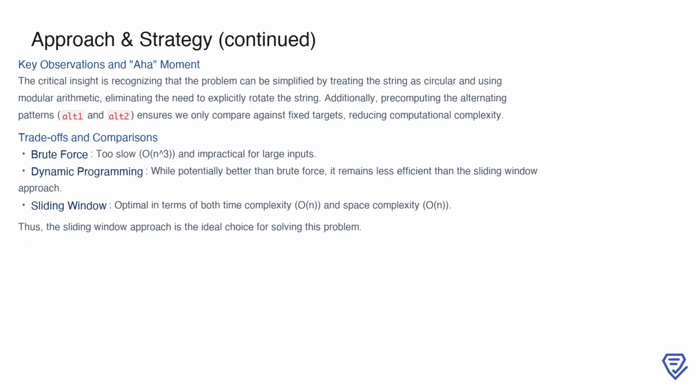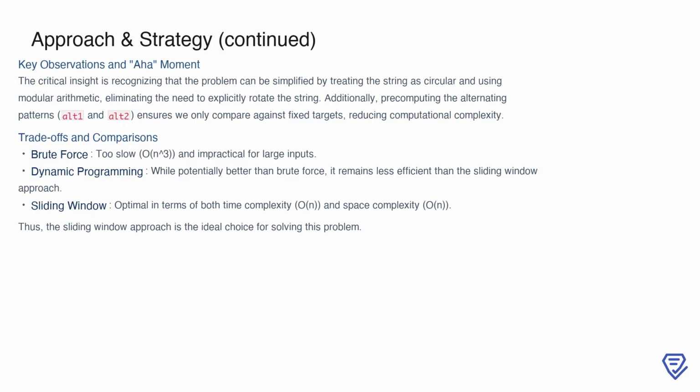The key insight that simplifies this problem is recognizing that we can treat the string as circular. By appending the string to itself and using modular arithmetic, we eliminate the need for explicit rotations, which are computationally expensive. Pre-computing the two alternating patterns further streamlines the solution, as we are always comparing against fixed targets.